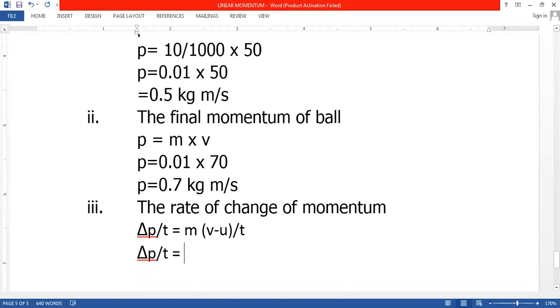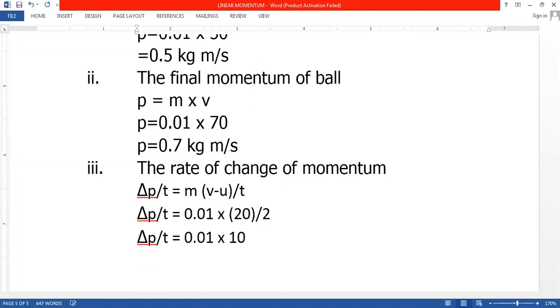Let's solve it. How much is the mass? 0.01 into change in velocity. How much was the change in velocity? From 50 it has become 70. 70 minus 50 is 20 meter per second. And how much is the time? 2 seconds. So 20 divided by 2 is 10. So 0.01 into 10.